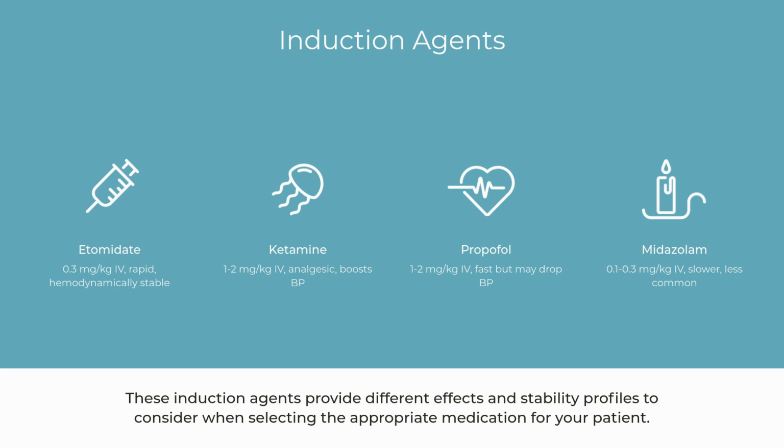Propofol, 1 to 2 milligrams per kilogram intravenous, is rapid but can lower blood pressure, so we use it carefully. Midazolam at 0.1 to 0.3 milligrams per kilogram intravenous is slower and less common for RSI but has its place. The choice depends on the patient's condition. Let's look at these medications in more detail.